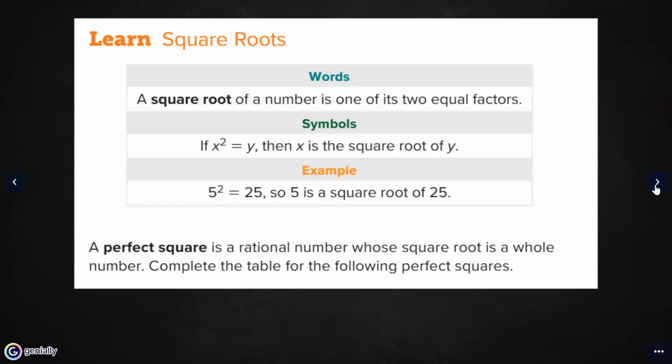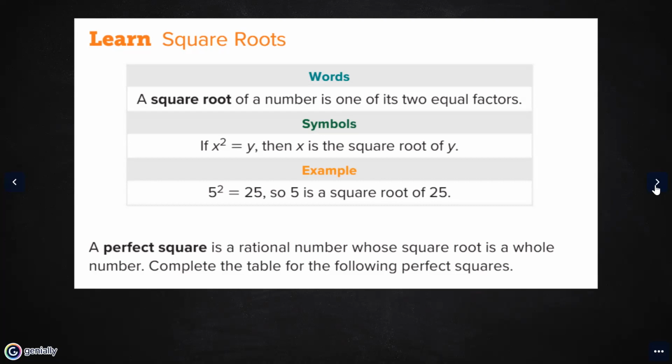Let's see an example with numbers. Right here, we have a 5 squared. It's equal to 25 because 5 times 5 is 25. So 5 is a square root of 25. In this case, a perfect square is a rational number whose square root is a whole number.